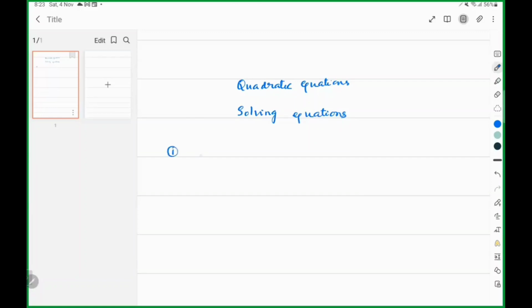First question, find the number of solutions to the equation x power root x equal to root of x power x.